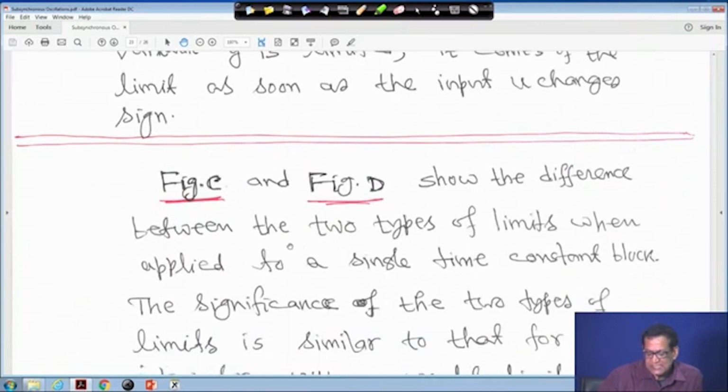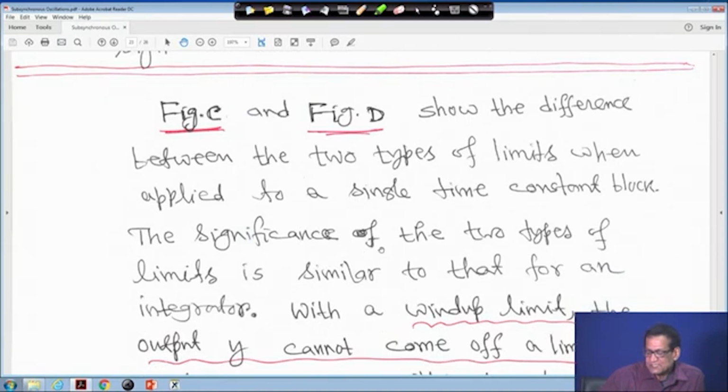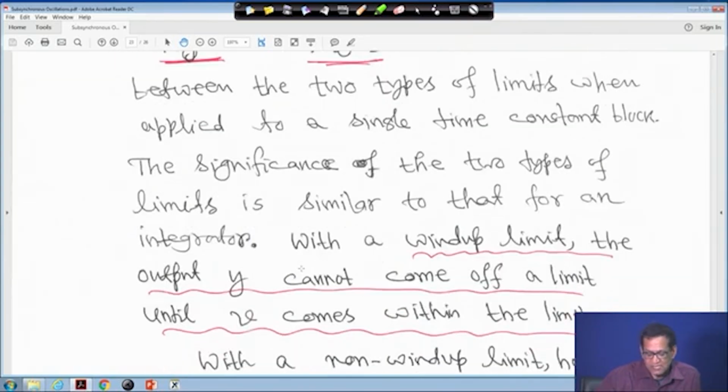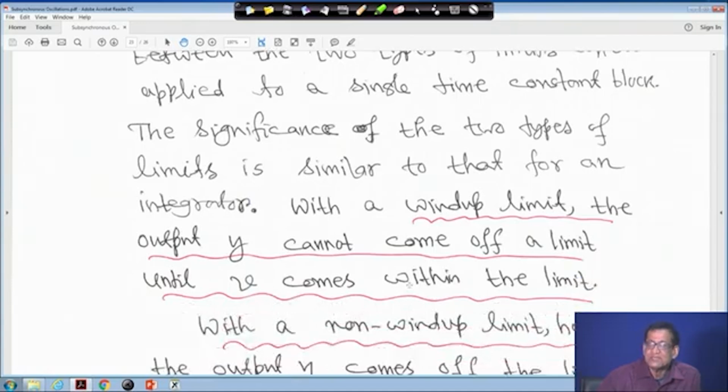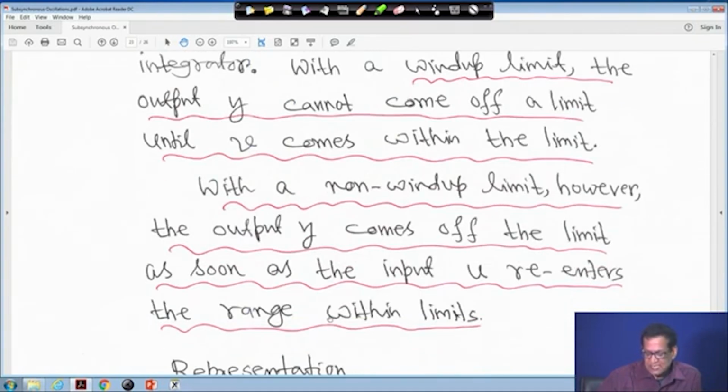Now, next are figure C and figure D. We will come to that. The difference between the two types of limits when applied to a single time constant block: the significance of the two types of limit is similar to that for an integrator. With a windup limit, the output y cannot come off a limit until v comes within the limit. With a non-windup limit, however, the output y comes off the limit as soon as the input u re-enters the range within the limits. That is why I have underlined it.